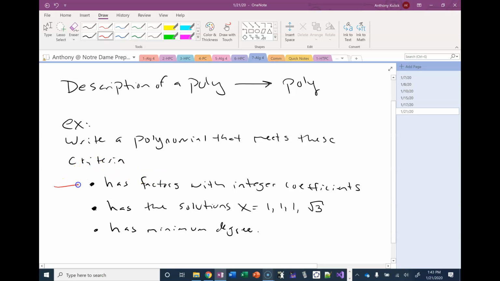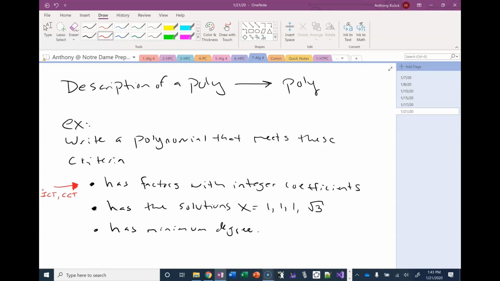So let's start with the fact that we need to have integer coefficients. If we want to have integer coefficients, we need to make sure that we are following the irrational conjugates theorem and also the complex conjugates theorem. Let me remind you what those two things say again. A polynomial with integer coefficients has irrational solutions if and only if those irrational solutions occur in conjugate pairs.